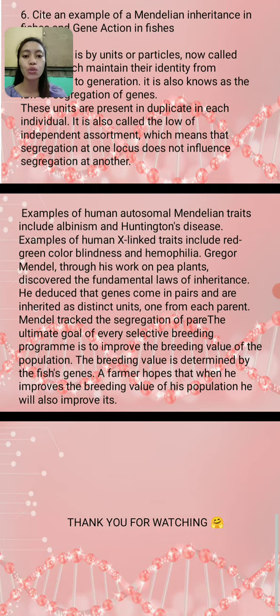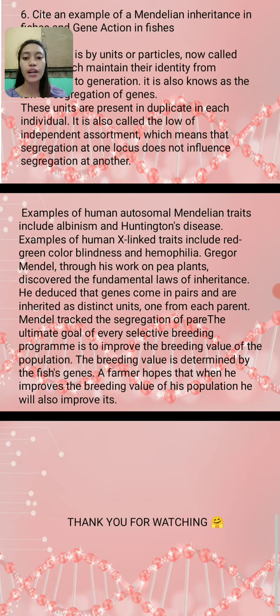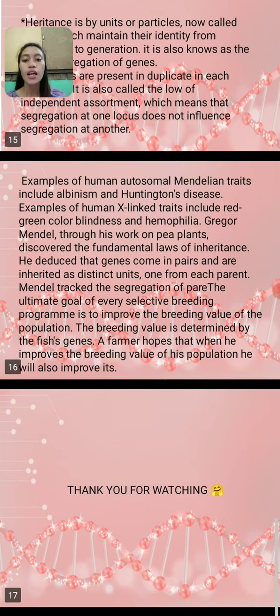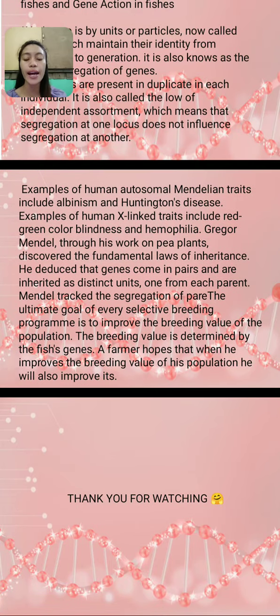Examples of human autosomal Mendelian traits include albinism and Huntington's disease. Examples of human X-linked traits include red-green color blindness and hemophilia. Gregor Mendel, through his work on pea plants, discovered the fundamental laws of inheritance. He deduced that genes come in pairs and are inherited as distinct units, one from each parent.